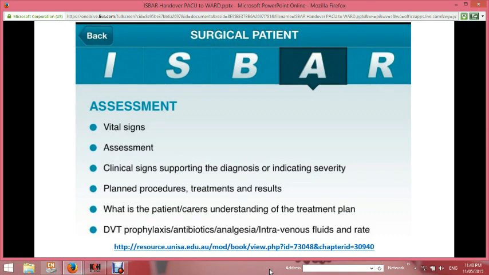So A is for assessment. With assessment, we're talking about vital signs, any other assessments, any clinical signs, any planned procedures, treatments and results, and orders, things like DVT prophylaxis, antibiotics, analgesia, fluids, and rates that are ordered.